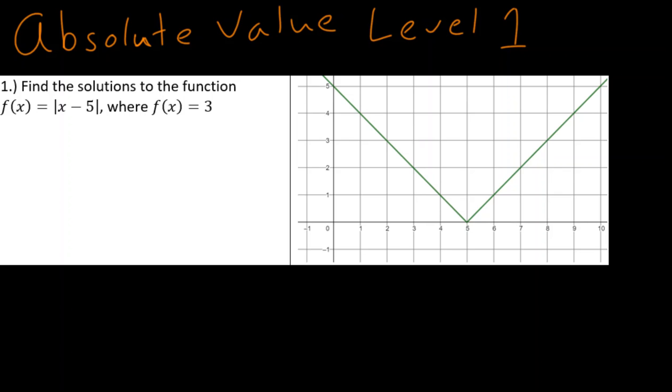All right, and welcome to absolute value, level 1. Now, number 1 says find solutions to the function f of x equals absolute value x minus 5, where f of x is equal to 3.